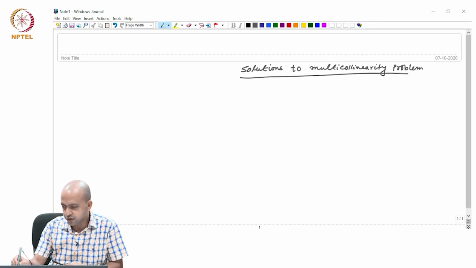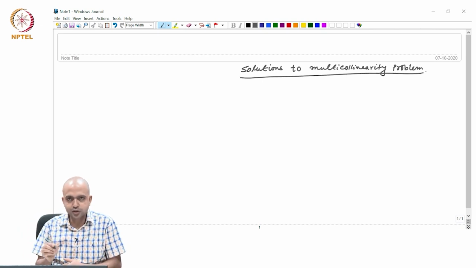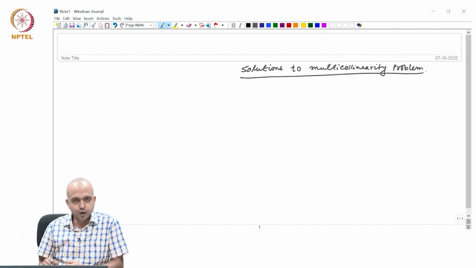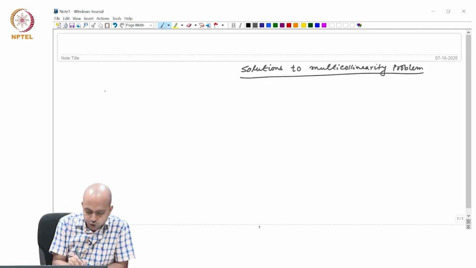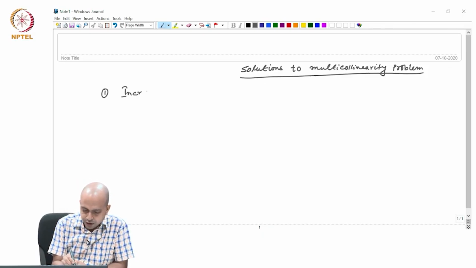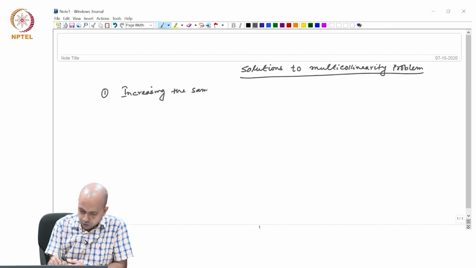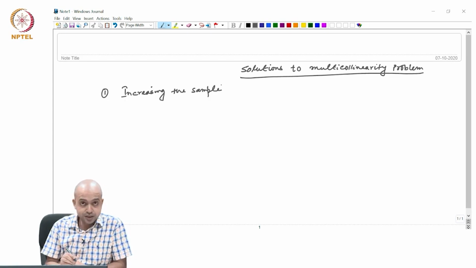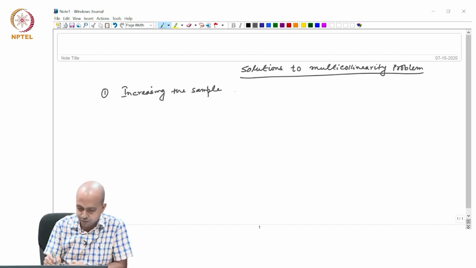This is what we are discussing, and if you recall, at the end we were talking about the solution by increasing your sample size, because after all, as we discussed yesterday, multicollinearity is mostly a sample problem.